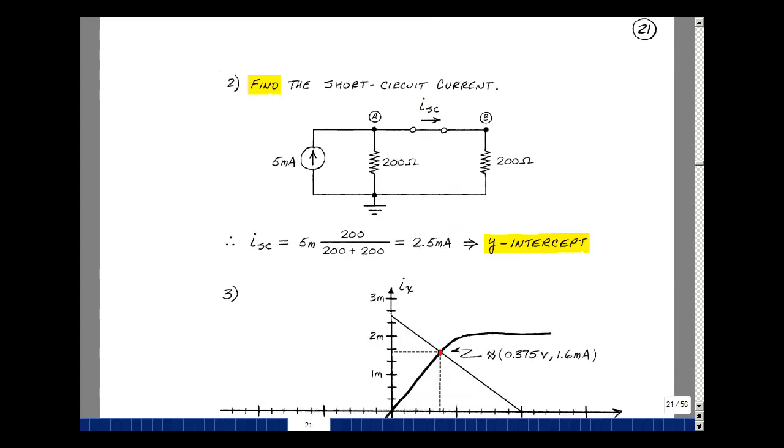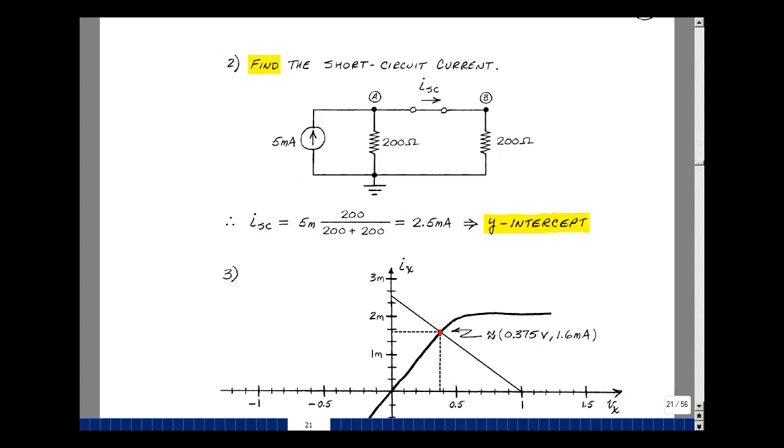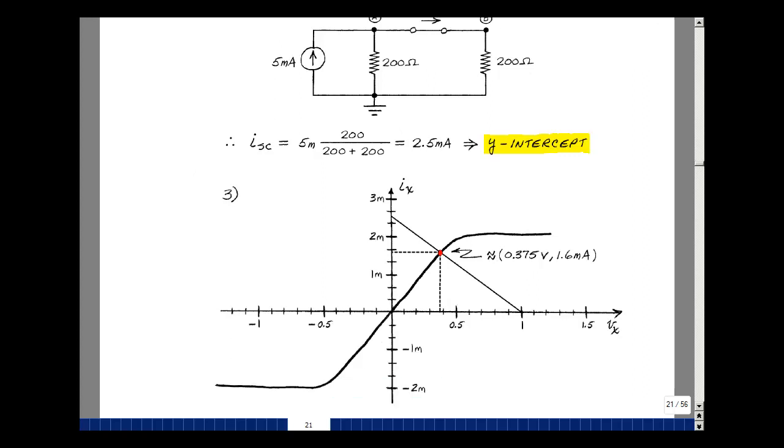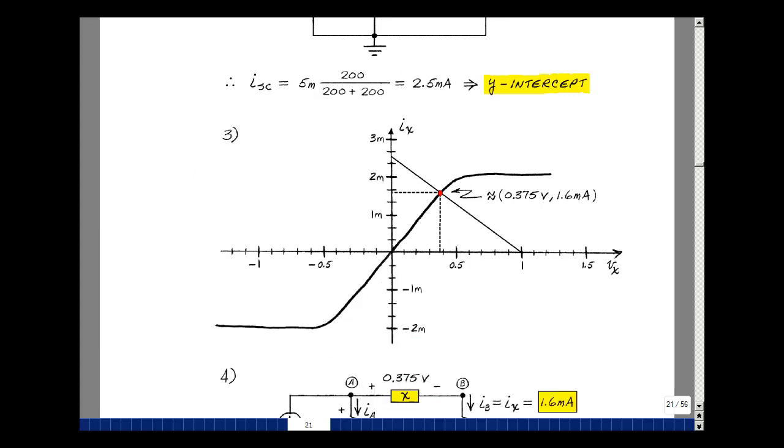We can find the y-intercept by finding the Norton current, or the short circuit current. So we'll replace the element by a short circuit. We're going to solve for the current in the short circuit. Get a current divider. If I want the current in this resistor, it'll be the other resistor over the sum of the two times the current of 5 milliamps. And that's half of that, so it's 2.5 milliamps. My y-intercept is 2.5 milliamps. That's this point right here.